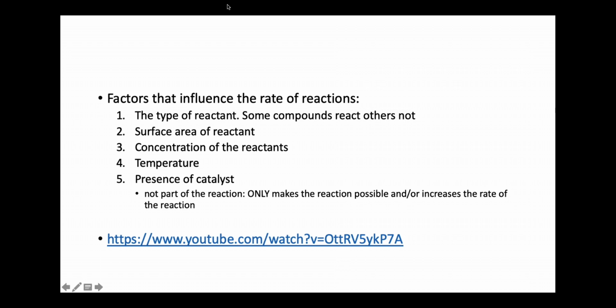Temperature. Higher temperature means more speed of my molecules. So they have a higher chance to collide with each other because they have a higher speed. So higher temperature, increased rate of reaction. And then finally, a catalyst. A catalyst is a particle that's not part of my reaction. It's not in my reaction equation, but it makes the reaction possible or increases the speed.